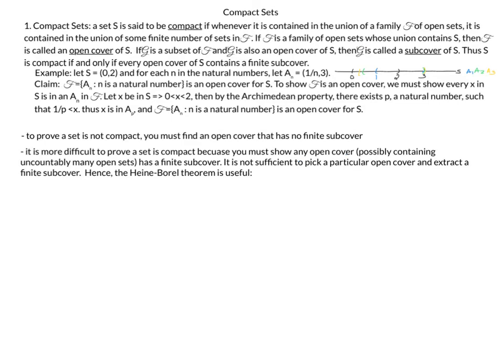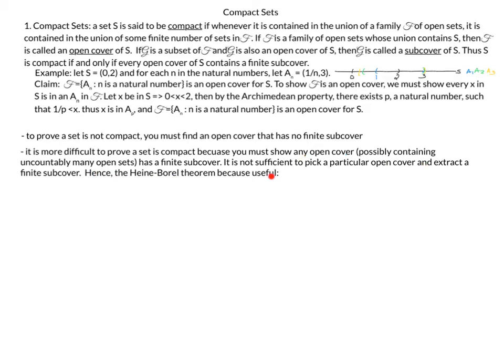So what we've seen from our examples is that if we want to prove a set is not compact, we have to find an open cover that has no finite subcover. It's more difficult to prove a set is compact because you must show that any open cover has a finite subcover. It's not sufficient to pick a particular open cover and extract a finite subcover. The times that we use the definition of an open cover and compact set might be if we have two sets that are compact and we're trying to union them or something. But in general, it can be difficult.